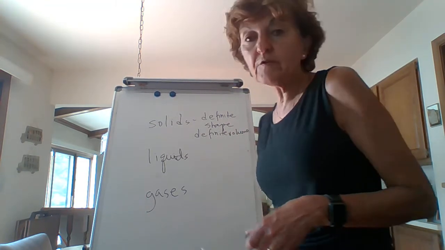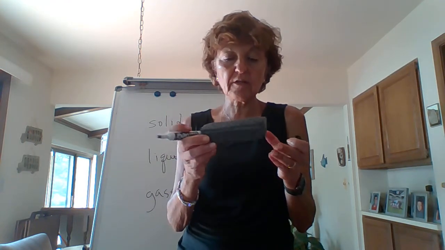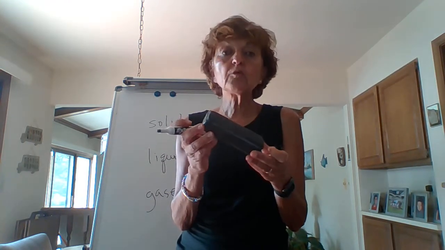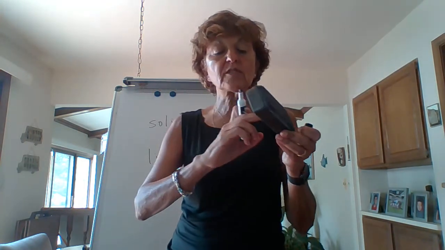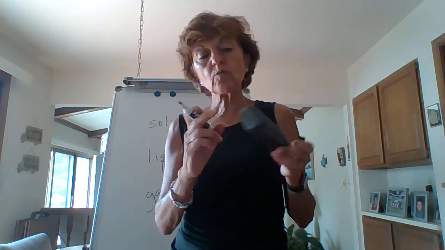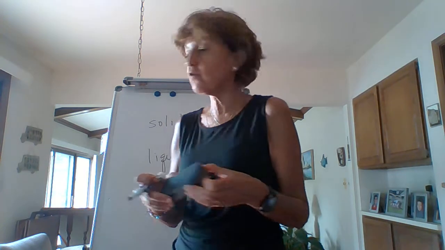For example, if you look at this eraser over here, you can see it has a definite shape. It's a solid. Does it have a definite volume? Yes. If you want to measure the volume of this cuboid, you would take the length times the width times the height, and that would be the volume. So solids have a definite shape, definite volume.